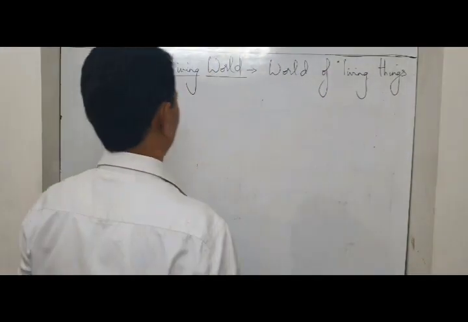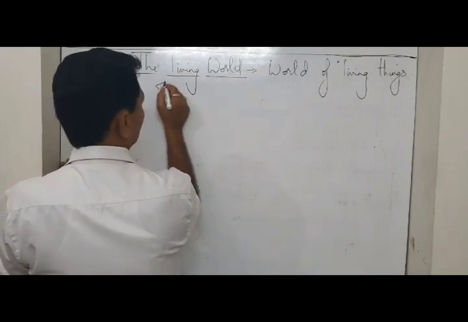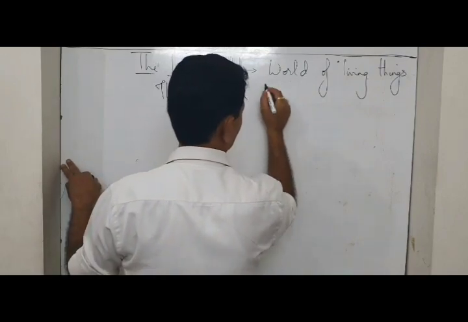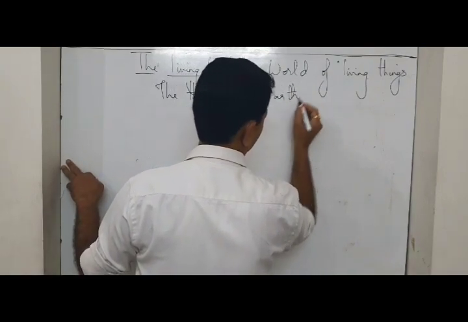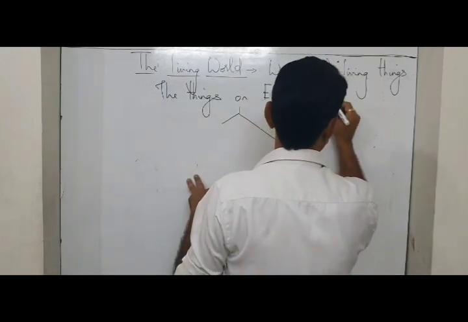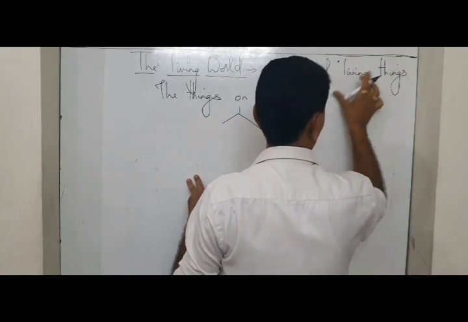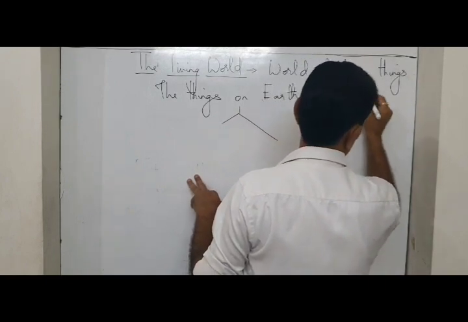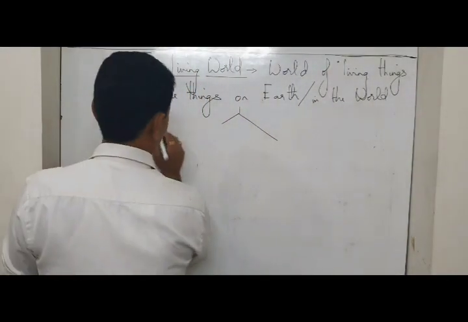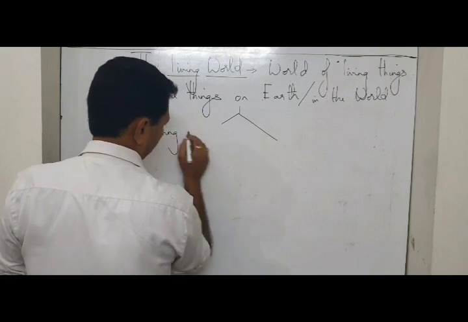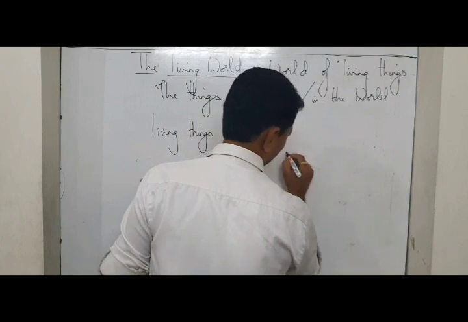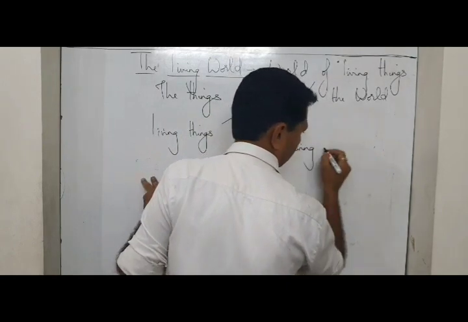So step one, what are living things? The things on earth, our planet, or in the world, are of two kinds: the living things and the non-living things.